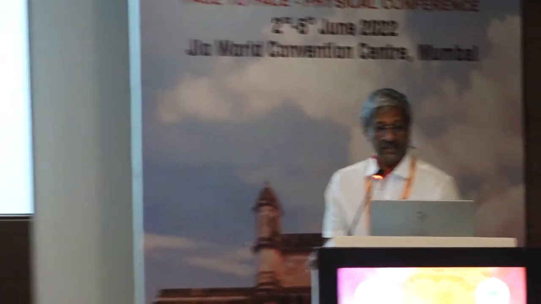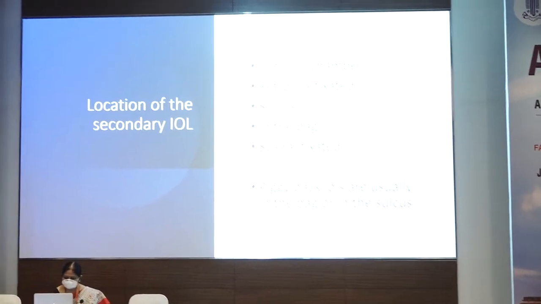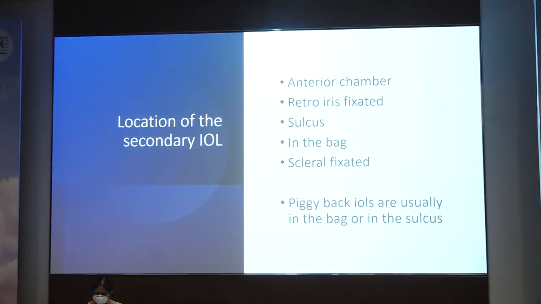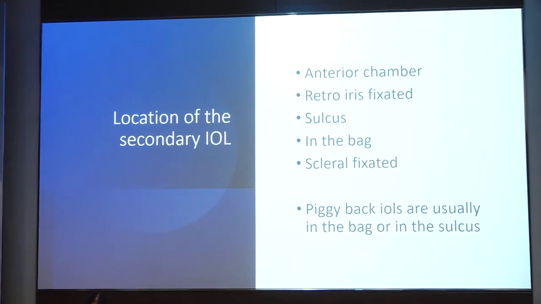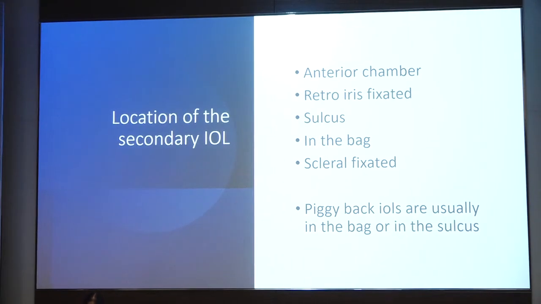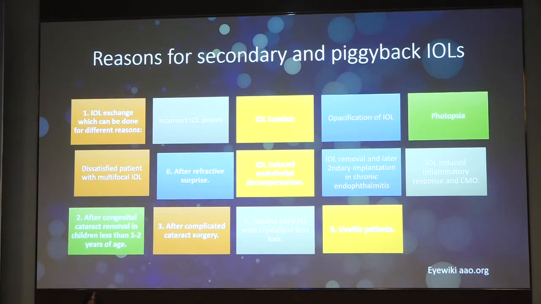Thanks, Arup, for asking me to talk about secondary and piggyback IOLs. The location of the secondary IOL can be in the anterior chamber, front to back, retro iris fixated, sulcus, in the bag, or it can be scleral fixated. Piggyback lenses are usually in the bag or in the sulcus, so it's an easier proposition.